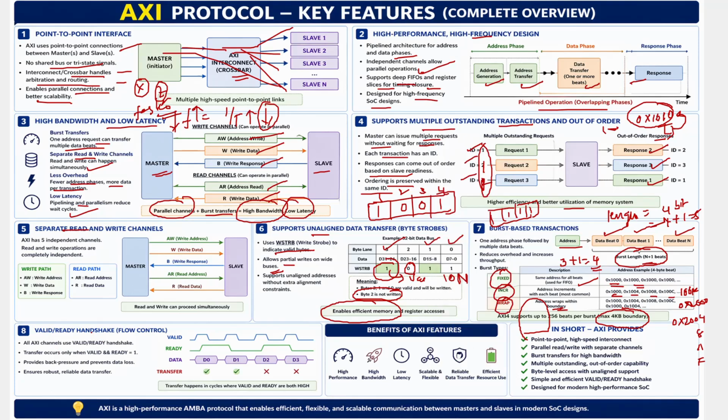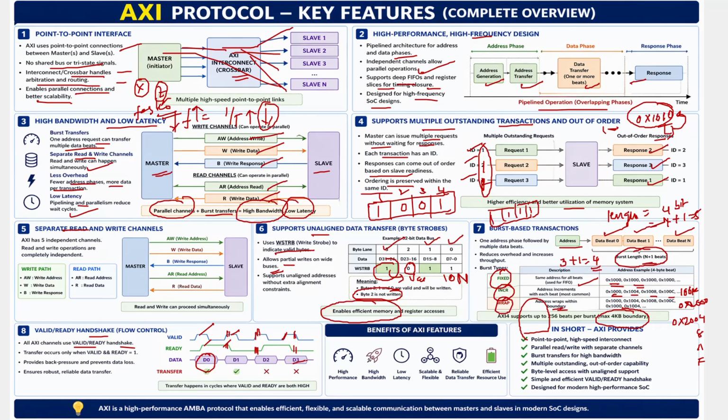After that, valid and ready handshaking flow happens. AXI channels use valid and ready handshaking. When you have valid and ready, data D0 is supported here, and again valid and ready, so data D1 is also supported. Then for data D2, valid is there but ready is not there. We need to check at every clock edge, rising and falling. So here data 2 is not transferred: the ready signal is not there, so the handshake does not happen.